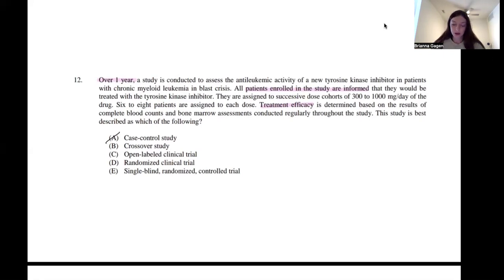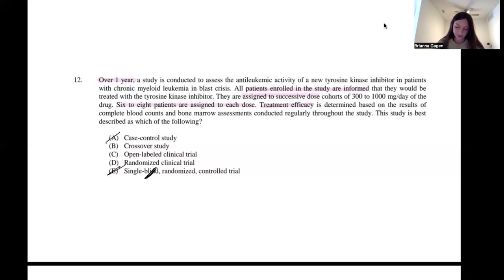They're assigned to a dose. And the researchers also know. 6 to 8 patients are assigned to each dose so that they can determine which dosage helps the treatment efficacy best based on the complete blood counts and bone marrow assessments. So they have to know which patients are taking which dose to be able to see how the treatment is working. So it's really not blind. So we can go ahead and mark off E.